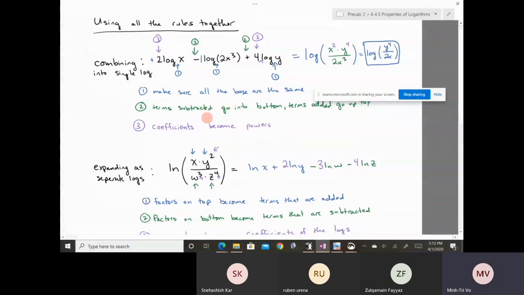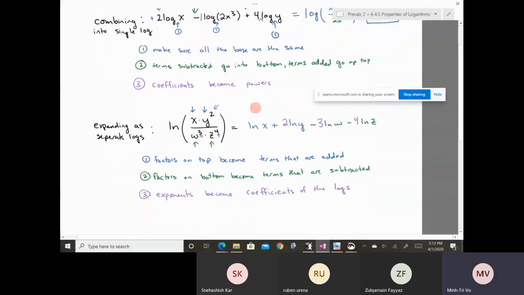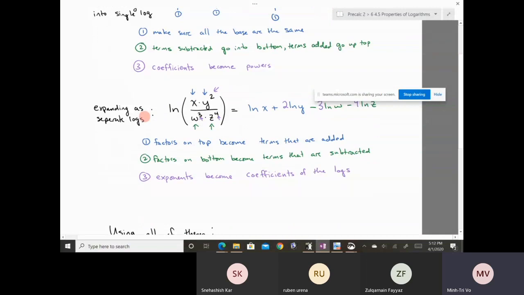So these are the things to pay attention to when combining logs, and when you're trying to expand logs, you just work backwards, right? So you make sure all the logs are the same. So this one, they're all natural logs, and you look at how many pieces you have. That'll tell you how many terms you have, right? So I have x, y, w, and z. So 4 variables. So that's why I have the 4 terms here.